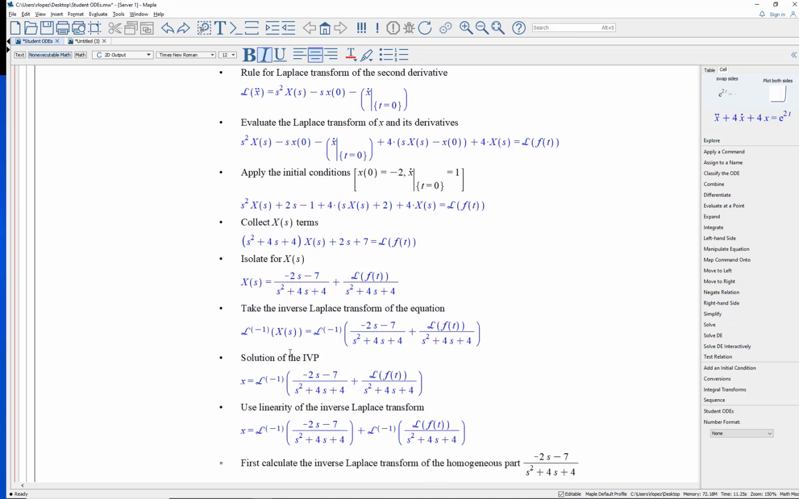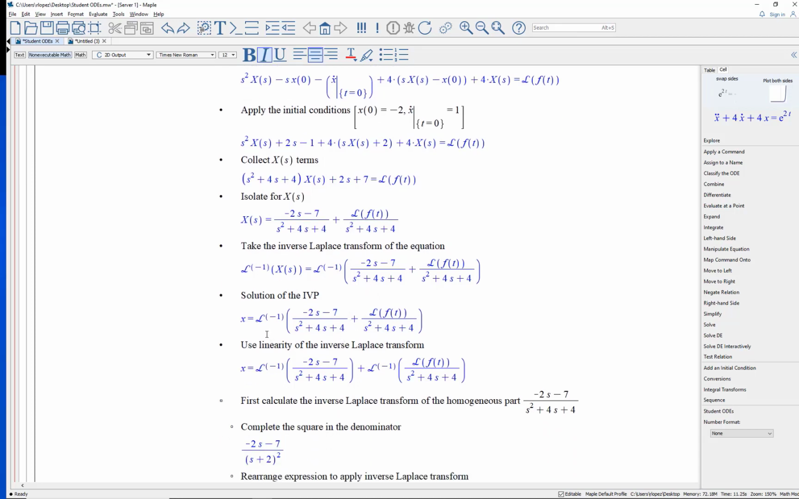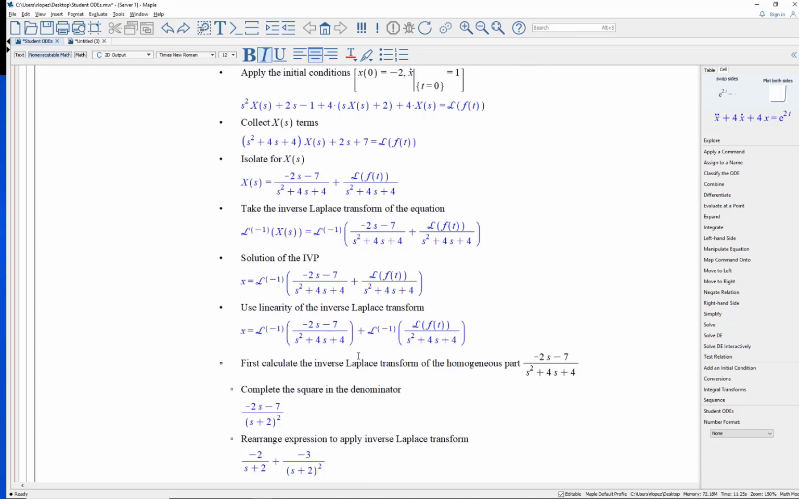So now it looks at the equation and says we'll invert both sides. So it's simply applying the inverse transform to both of these pieces and says when you invert big X of s, you will get little x of t, and you have to invert these two pieces. So then it turns its attention to inverting those two pieces.